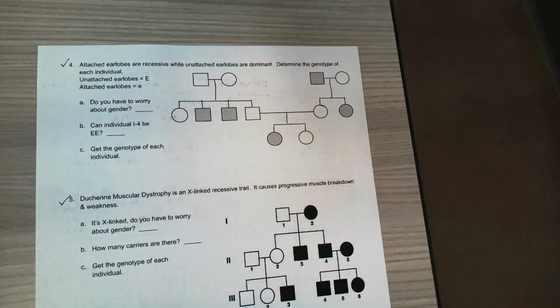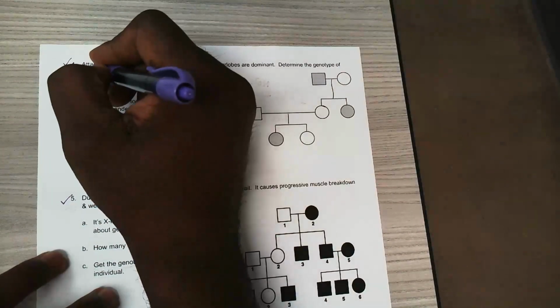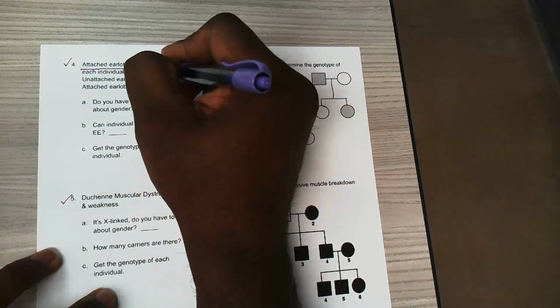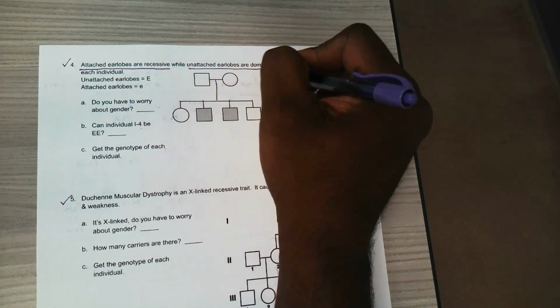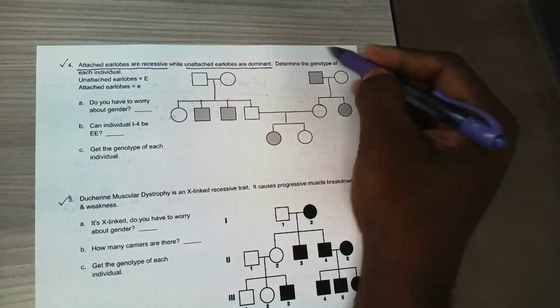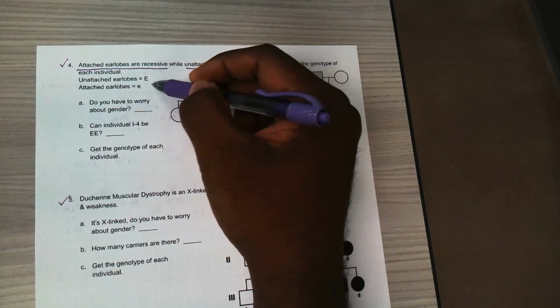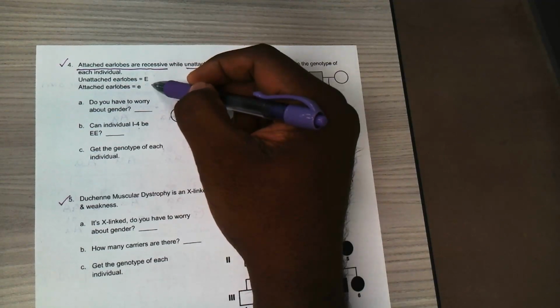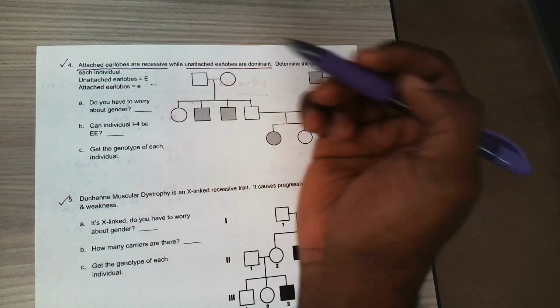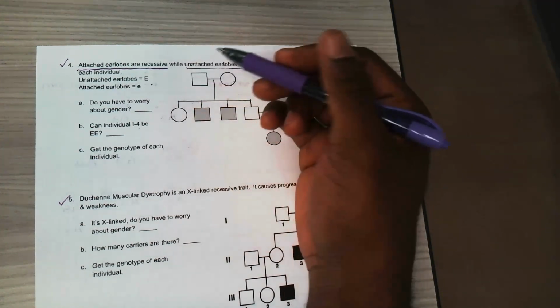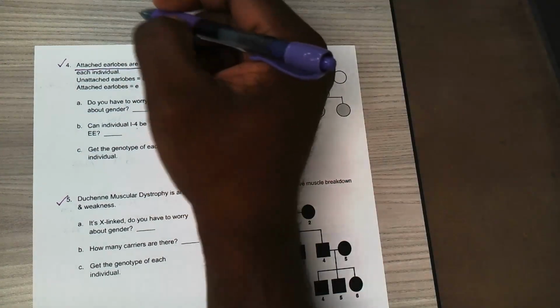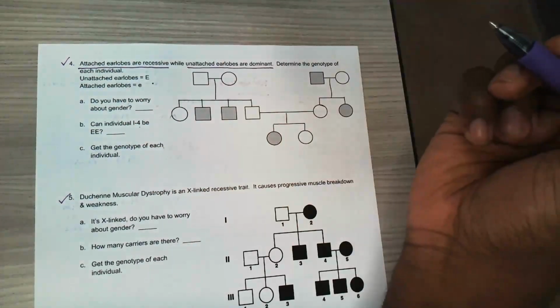Let's work on number four. Number four tells us attached earlobes are recessive. So we're going to underline that. Recessive, while unattached earlobes are dominant. Determine the genotype of each individual. And then here are the alleles. We have big E allele is going to represent unattached earlobes. And then little e is going to represent attached earlobes. So it's recessive, right? It's autosomal.